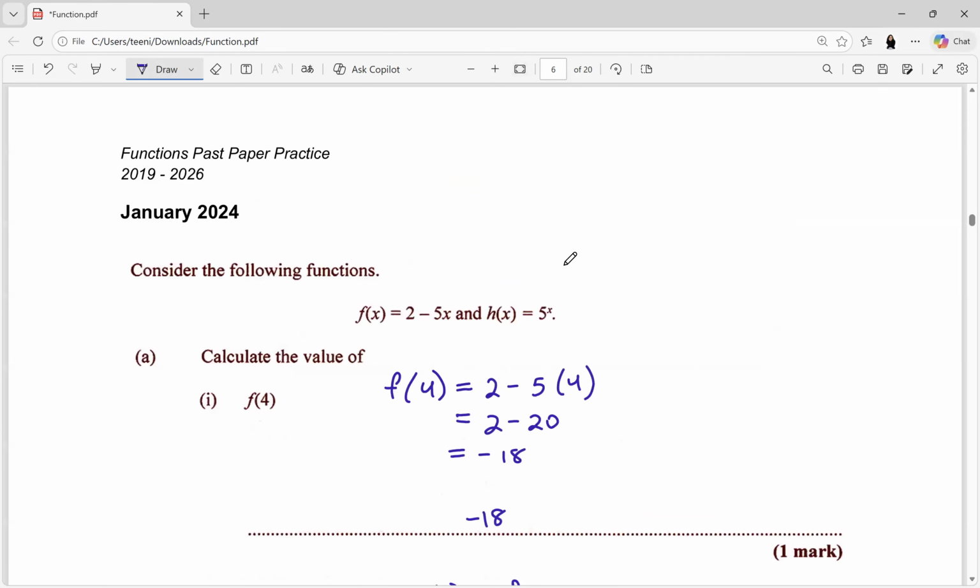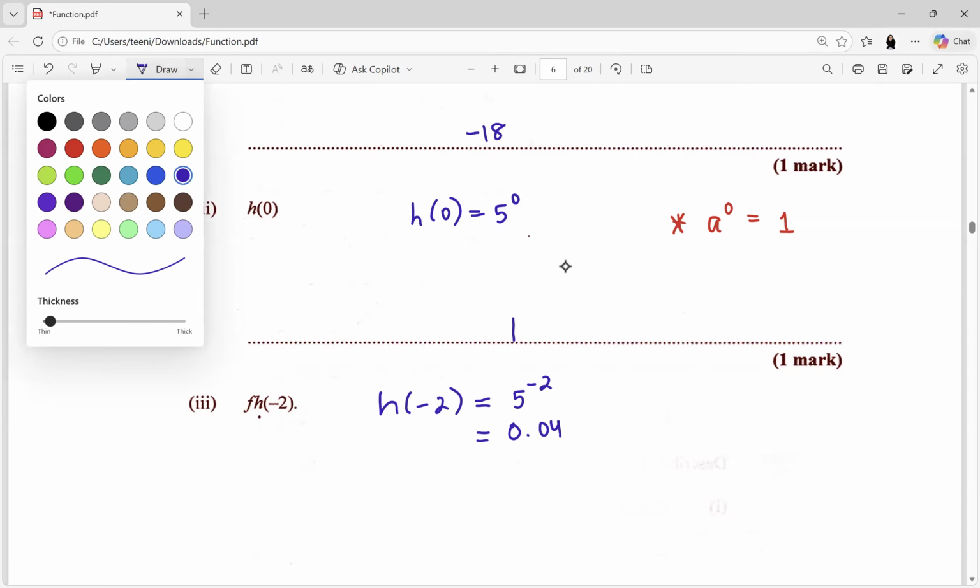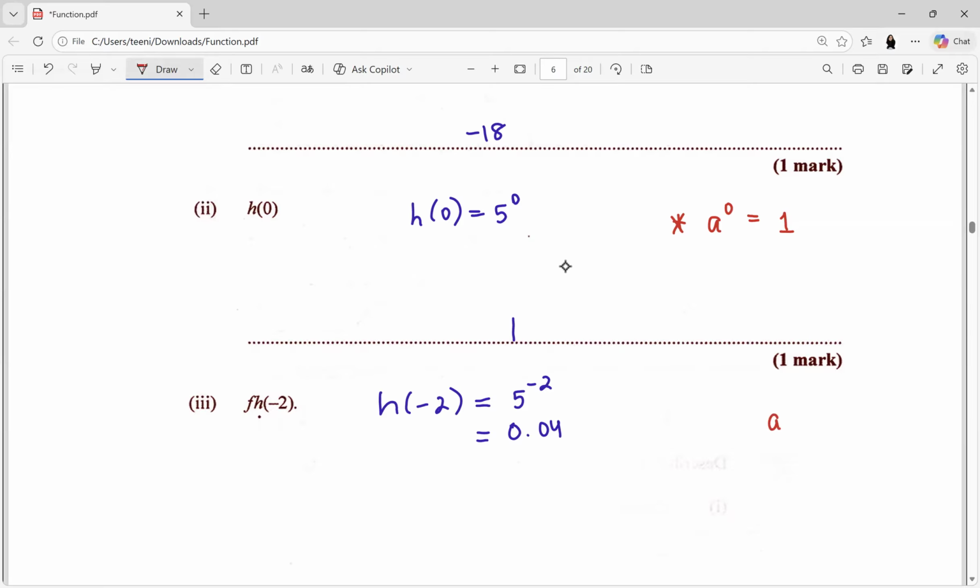So h of negative 2, remember h of x is 5 to the power of x. So h of negative 2 would be 5 to the power of negative 2. This comes from the laws of indices: a to the power of negative m is equal to 1 over a to the m. So 5 to the power of negative 2 will be 1 over 5 squared, which is 1 over 25. And 1 over 25 is 0.04, right? So h of negative 2 is 0.04.